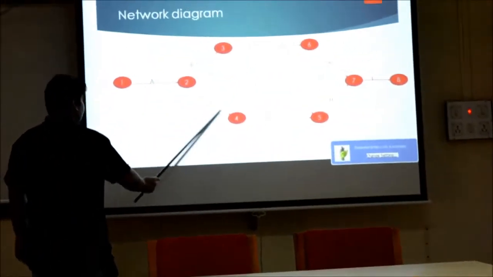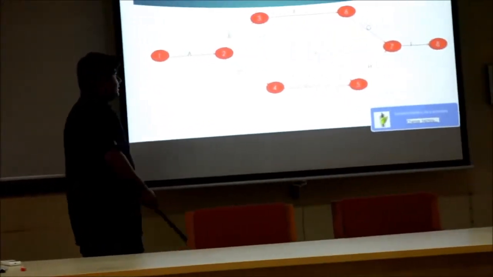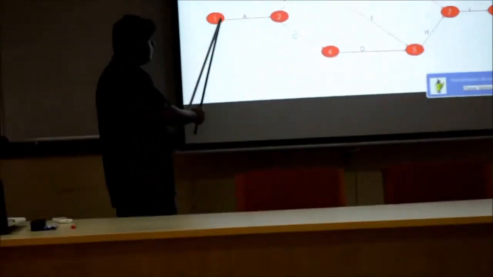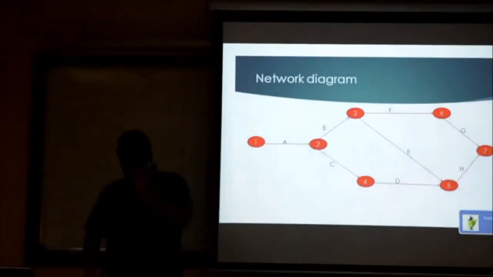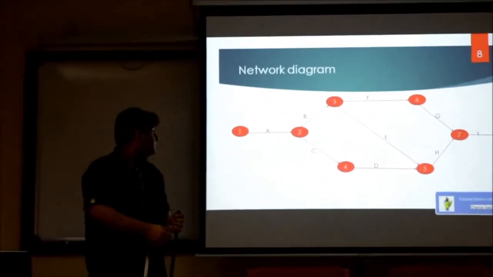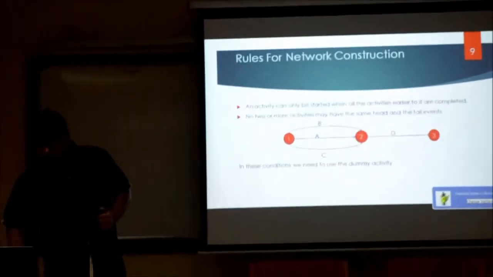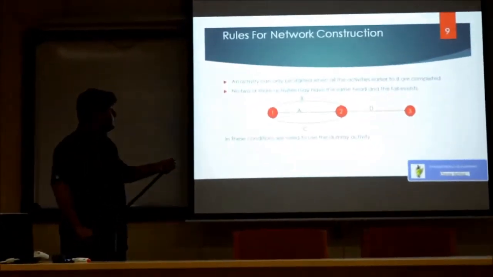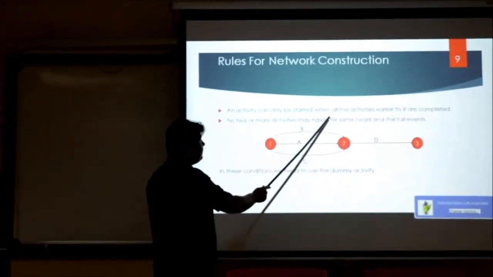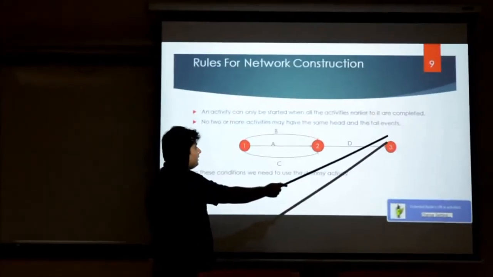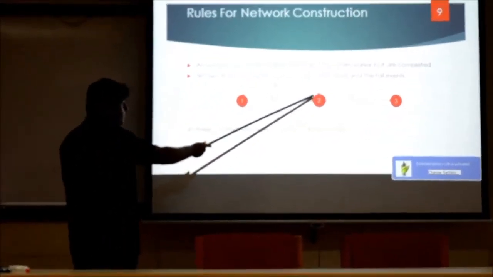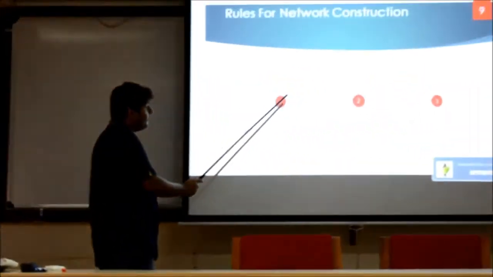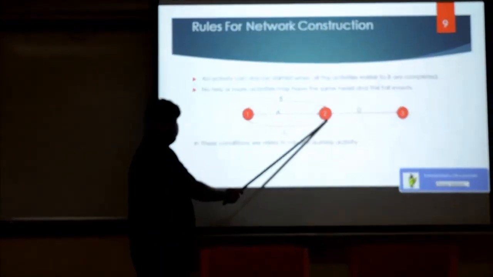So all these activities, G, F, A, B, C, are interrelated, and after completing one event, then the other event starts. Without the completion of the first event, the other event cannot start. This is the network diagram we will be studying. There are certain rules for how to construct this network diagram. First rule: an activity can only be started when all the activities earlier to it have been completed. So before starting activity 2, you need to finish activity 1. If activity 1 is not completed, you can't go to activity 2.